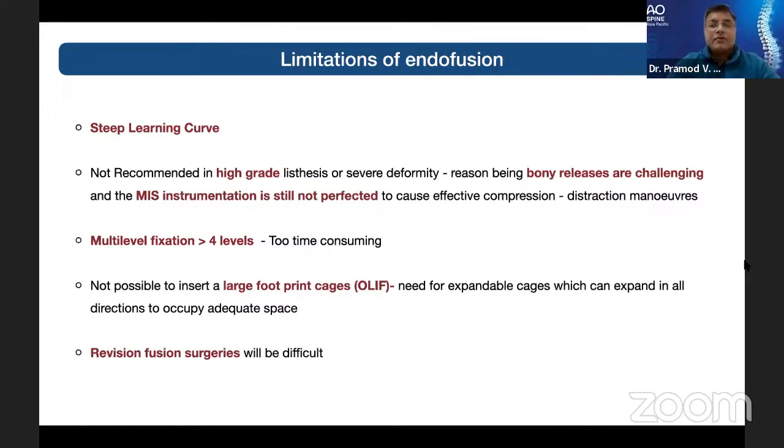So the limitations of endofusion: I think it's a steep learning curve. It is not recommended right now for high-grade listhesis or severe deformity. The reason is the bony releases are a little bit challenging and more time-consuming. Secondly, the MIS instrumentation is still not perfected, as I told you, to cause effective reduction of high-grade listhesis. Multi-level fixations are again too time-consuming. It is not possible right now to insert very large footprint cages like OLIF cages, but we need to modify them, and we are in the process of that. And revision fusion surgeries might be difficult with endoscopic surgeries.